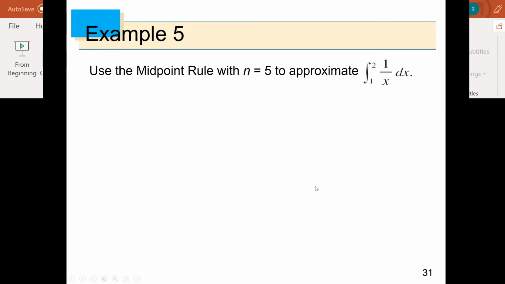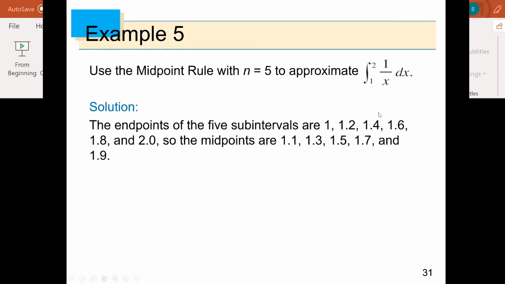So here's one example of using the midpoint rule. You may notice that we need 5 rectangles, and it's going all the way from 1 to 2. So again, the first thing that you want to find out is the endpoints of the subintervals. So we got 1, 1.2, 1.4, 1.6, 1.8, 2.0. And so the midpoint between 1 and 1.2, we got 1.1. The midpoint between 1.2 and 1.4, we got 1.3. The midpoint between 1.4 and 1.6, we got 1.5. And then so on and so forth, 1.7, 1.9.